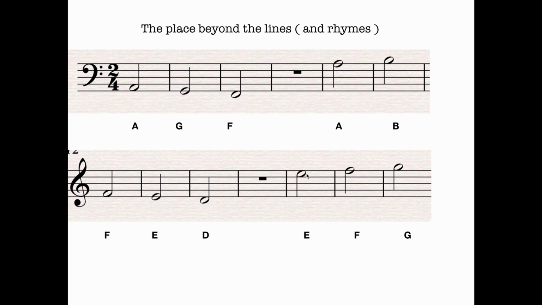We know that the top space is an E, F-A-C-E. As we're ascending in pitch, we're going in alphabetical order, which makes this one an F. And the space just above the F, a G.